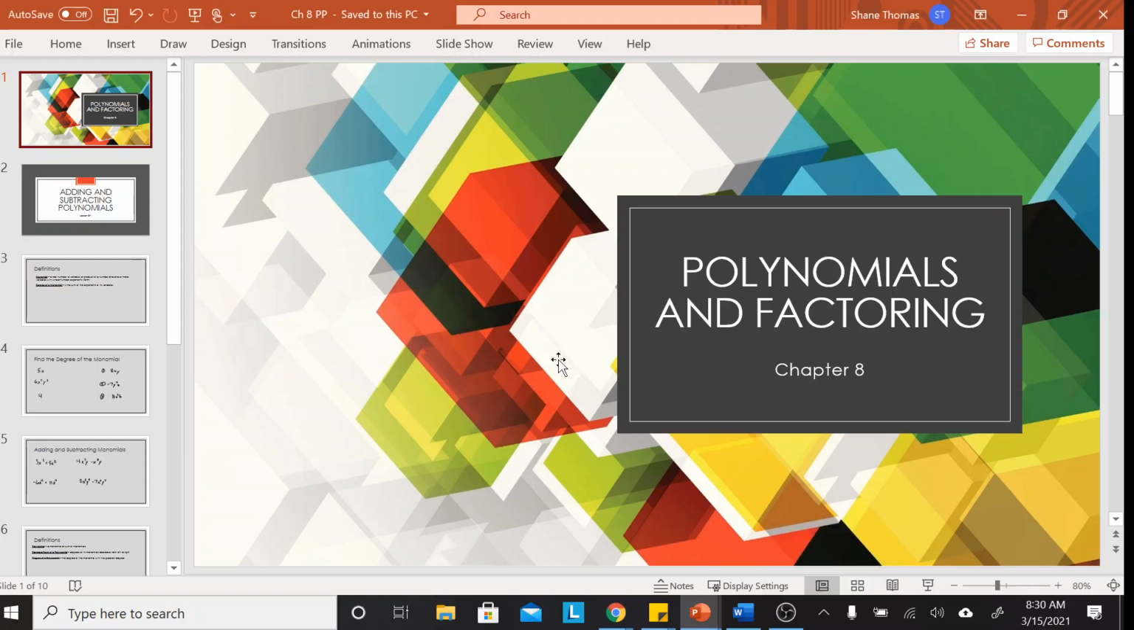Polynomials and factoring. So first off, we're going to learn today about what polynomials are. Then we're going to learn how to factor them using some GCFs. Then we're going to do some factoring of simple ones and then factoring on longer ones. So this is going to be a lesson.